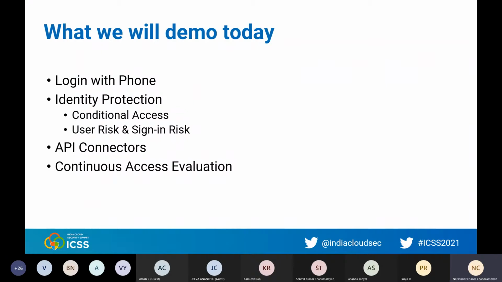That's the main idea. And then we are going to demo the identity protection. In identity protection, we are going to show you how you can use conditional access policies and what the sign-in risk and the user risk are, and how you can integrate these risks with conditional access policy to make decisions or actions. And then we will be showing the report of sign-in and the user risk also. And then we are going to demo API connectors. And then finally, we will be discussing something called continuous access evaluation.